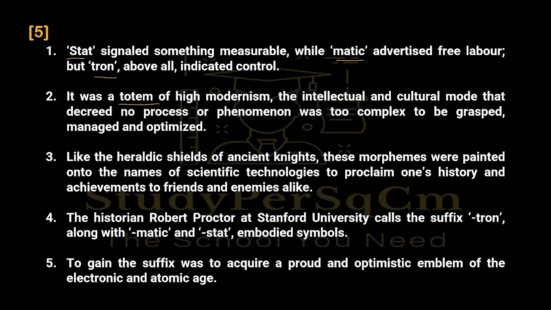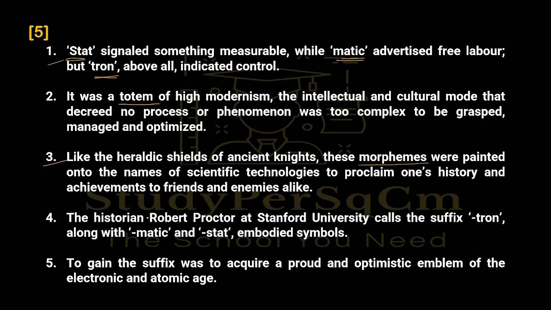Like the heraldic shields of ancient knights, these morphemes were painted onto the names of scientific technologies to proclaim one's history and achievements to friends and enemies alike. Now, morpheme means that it's a part of a word which cannot be further divided. And morphemes are, for example, stat, matic, tron. These are all morphemes. So we can say that first and third sentence are connected because it's talking about the same thing.